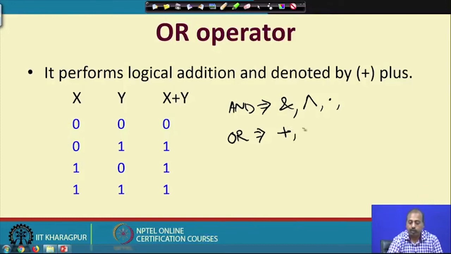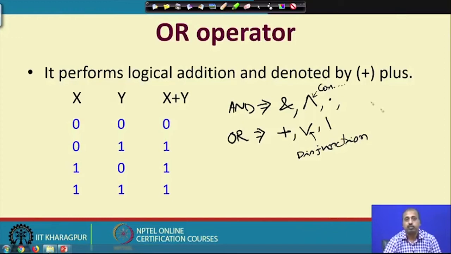Now, for OR we have plus, and we have this particular symbol which is known as disjunction. So, this is called conjunction and this is called disjunction. And sometimes we represent OR by a vertical bar. So, that is also OR. There are many notations. You may find different notations at different places, all of them mean the same thing, all of them are equally useful and equally valid.